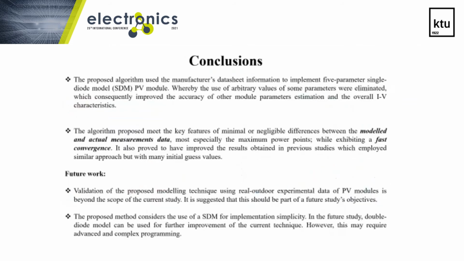Now, conclusions. The proposed algorithm used manufacturers' datasheet information to implement the single diode PV module, in which the use of arbitrary values of some of the IB equation parameters was dismissed or abolished. However, the algorithm proposed meets the key features of minimal or negligible differences between the model and the actual measurement data, most especially at the maximum power points, while exhibiting a fast convergence.